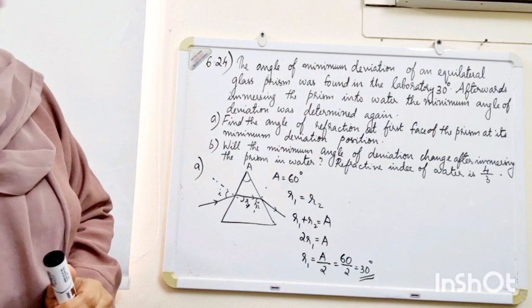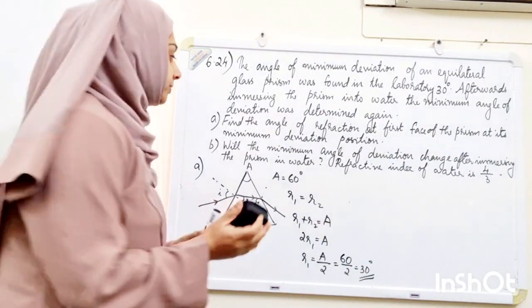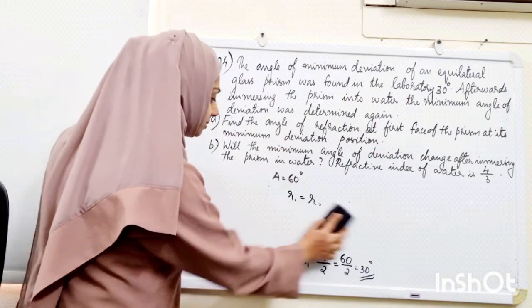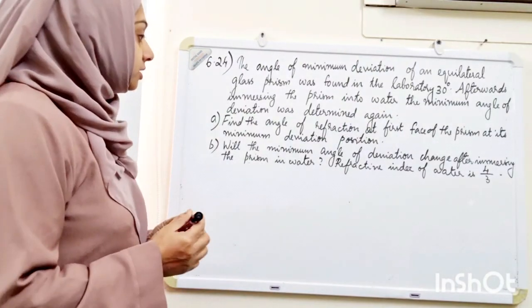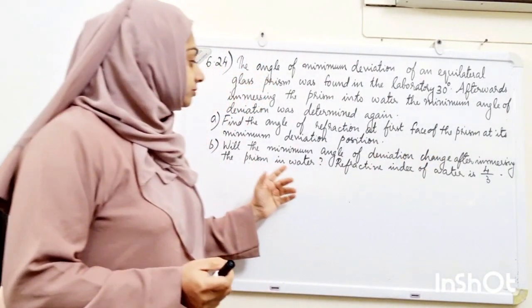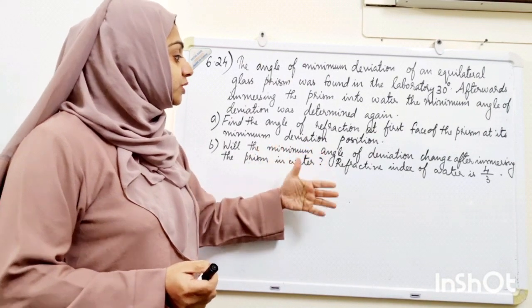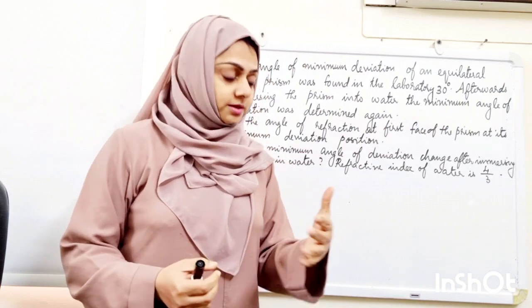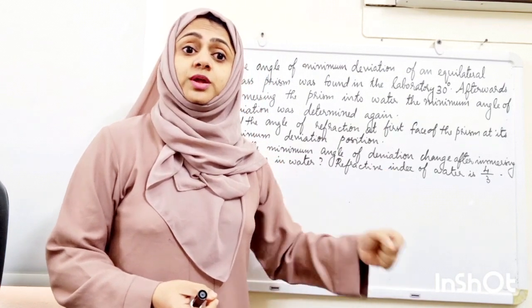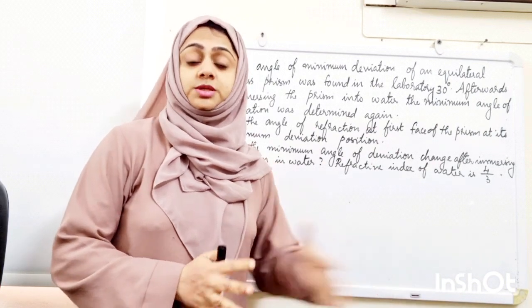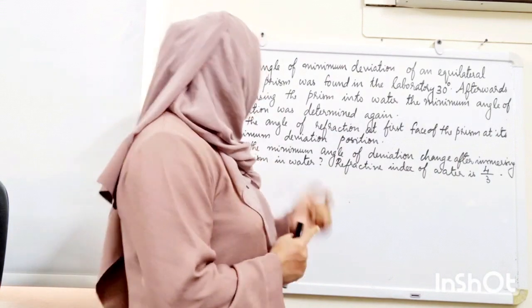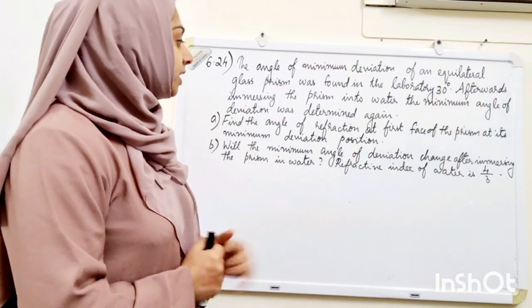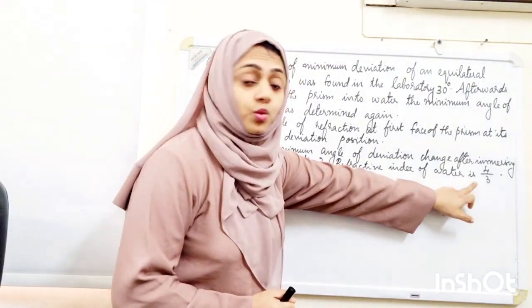For the B part, we have to use the formula of a prism. In its minimum deviation position, we have to consider the refractive index. Now, they have mentioned that the refractive index of the prism will change when it is immersed in water. Just like a lens, there will be a difference when it gets immersed in water. When the prism gets immersed in water, its angle of minimum deviation also will change. So we have to find that angle of minimum deviation, and they have given us the refractive index of water.